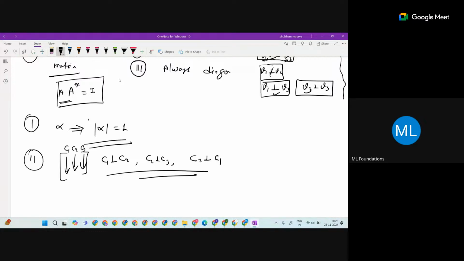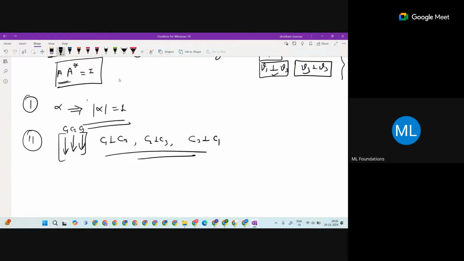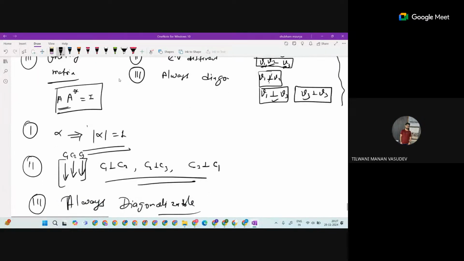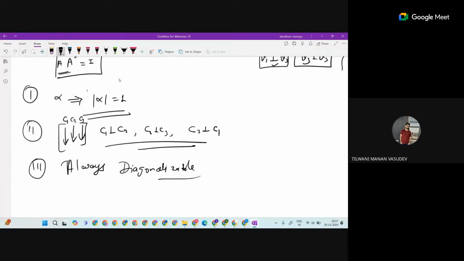And regarding the eigenvectors, I'm not sure whether they are going to be orthogonal or not. But one thing is there, it is always going to be diagonalizable. Okay, can you explain the first property again?